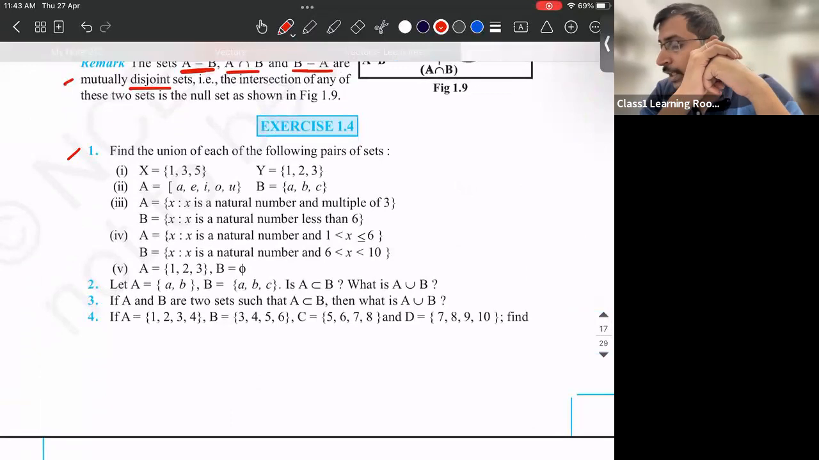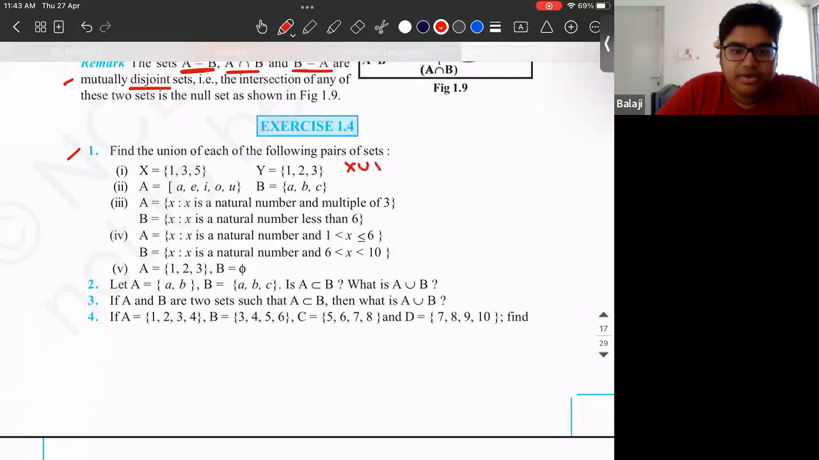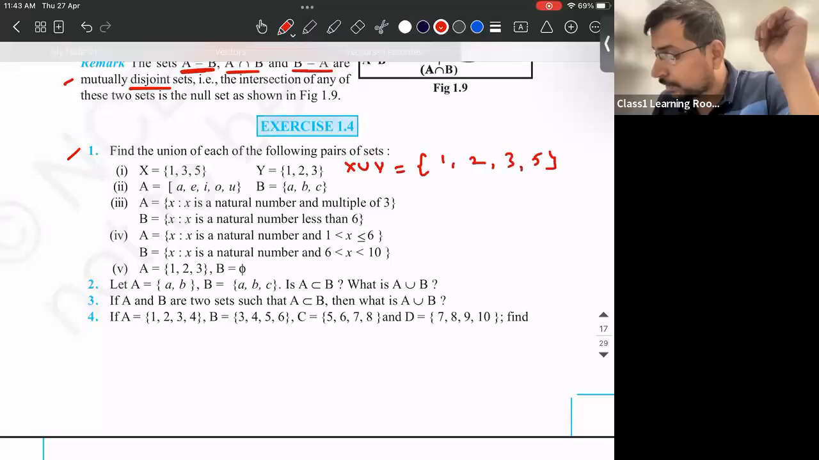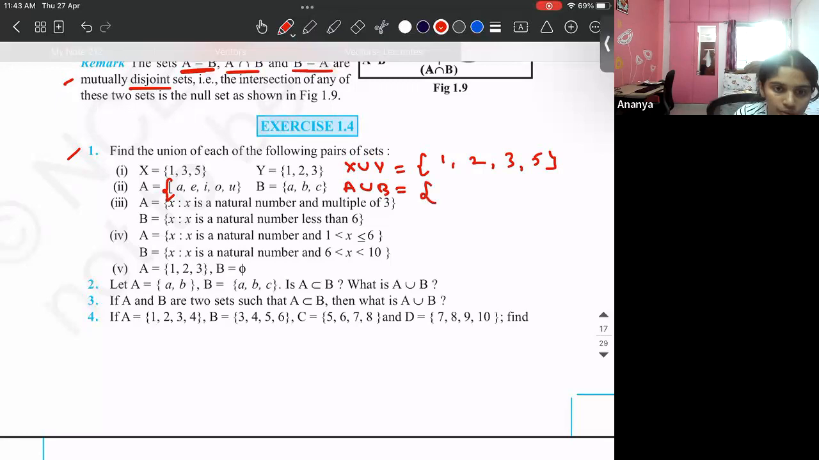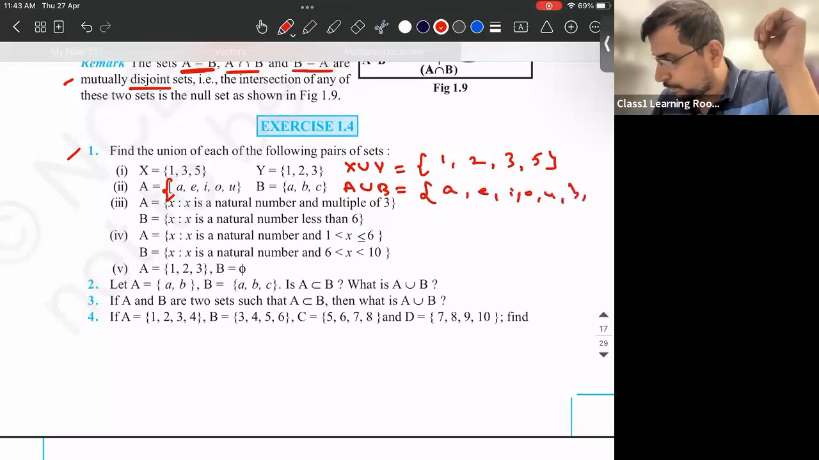Find the union of the following: X union Y. X union Y is equal to 1, 2, 3, 5. Ananya, next one. A union B. A, E, I, O, U, B, and C.